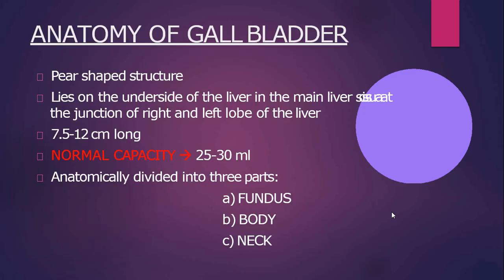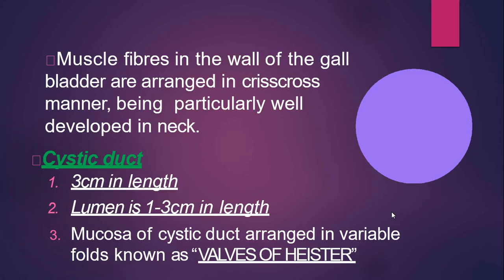Now we have to discuss the anatomy of the gallbladder. It is a pear-shaped structure and it lies beneath the liver at the junction of the right and left lobe of the liver. It is about 10 centimeter long and has a capacity of more than 30 ml. Anatomically it has three parts: fundus, body and neck. The muscle fibers in the wall of the gallbladder are arranged in a crisscross manner, especially at the neck, and that gives the appearance of a sphincter. There is no definite sphincter, but it gives the appearance of one.